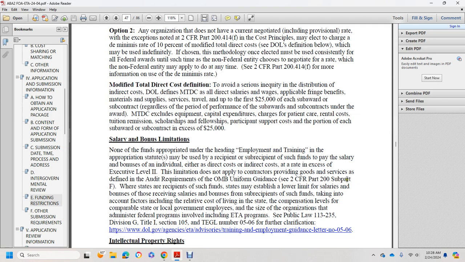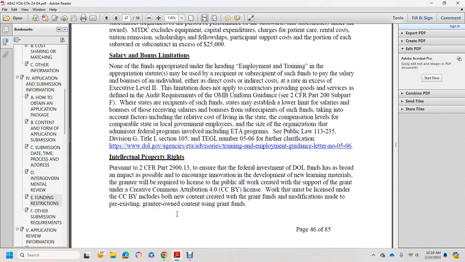Where states are recipients of such funds, states may establish a lower limit of salaries and bonuses for the receiving sub-recipients of such funds, taking into account factors including the relative cost of living in the state, compensation levels for comparable state and local governmental employees, and the size of the organizations that administer federal programs, including ETA programs. See Public Law 113-235, Division G, Title 1, Section 105, and Training and Employment Guidance Letter Number 05-06, for further clarification.